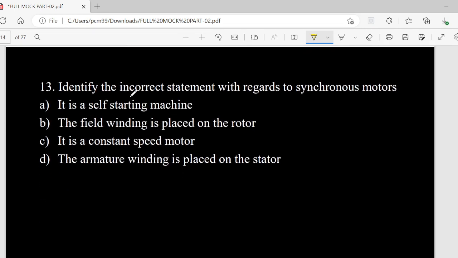Question number 13. Identify the incorrect statement with regard to synchronous motors. Option A, it is a self-starting machine. Option B, the field winding is placed on the rotor. Option C, it is a constant speed motor. And option D, the armature winding is placed on the stator.